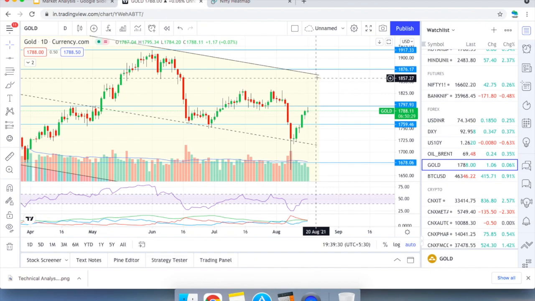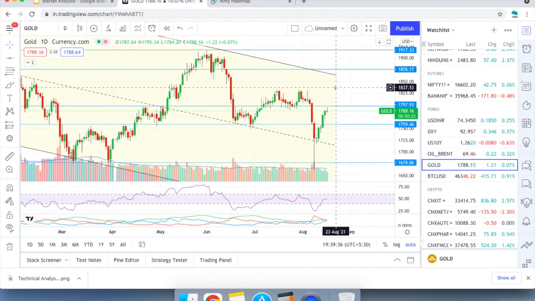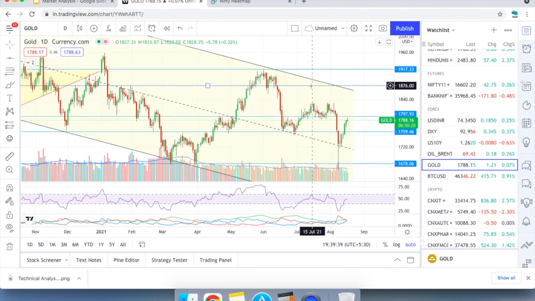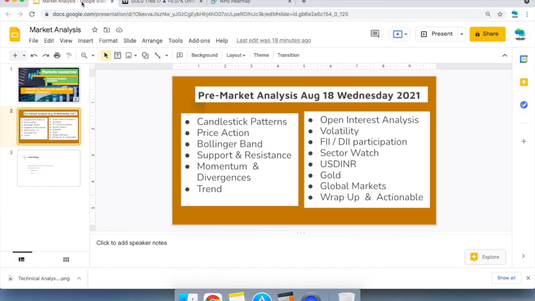So it may attempt to go up in the coming weeks or days, and try to hit the top of the channel once again, most likely, right? So that's gold. That's the global commodity.